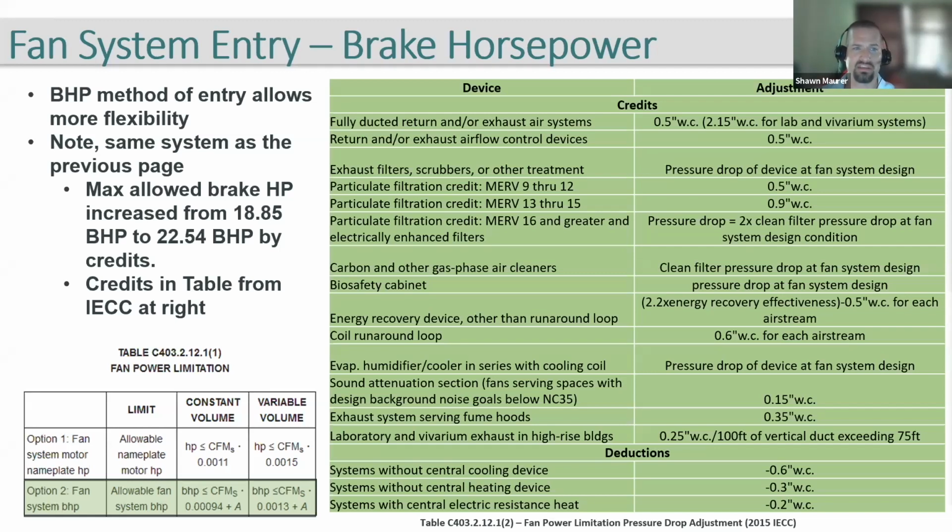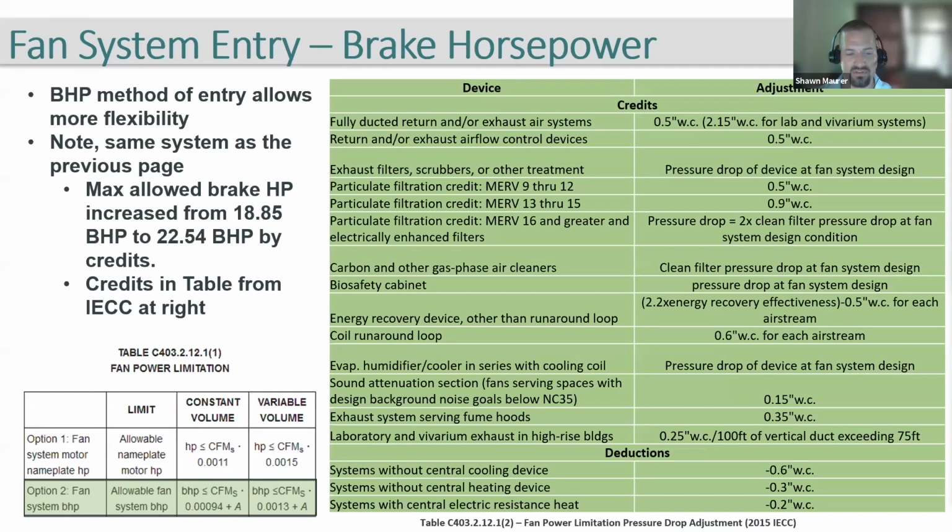Using the brake horsepower method gives you a little bit more flexibility with your systems. What we've included on the right side of the screen here is a table of the different adjustment factors that can be included when you're doing a brake horsepower analysis. This allows you to account for things that are going to add additional pressure drop in your system, such as advanced filtration. If you've got energy recovery loops in that fan system, those are going to add pressure drop. And so if you need to document more than just a basic fan system with your MERV 8 filters, the fan wheel, your heating and cooling coil, if you've got more than that in the system, you're going to benefit from having the brake horsepower design option here.